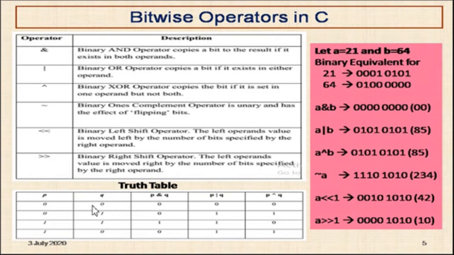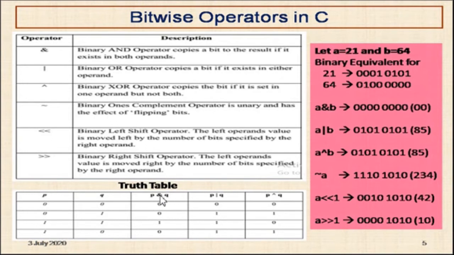Two variables are there, P and Q. Binary AND operation. As we know, the AND operation will provide the output true only when all the inputs are true. So here we have two variables P and Q. When we have two variables, four possibilities are there: 0 0, 0 1, 1 0, 1 1.